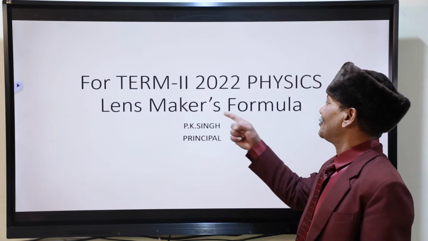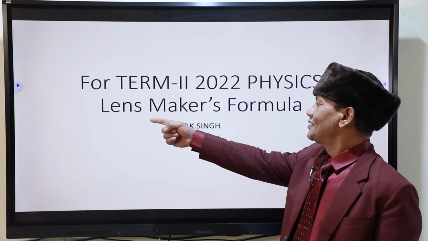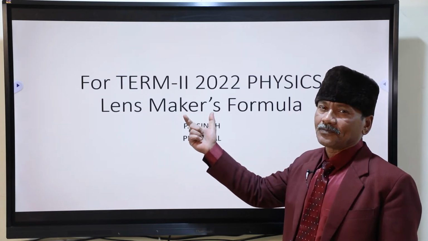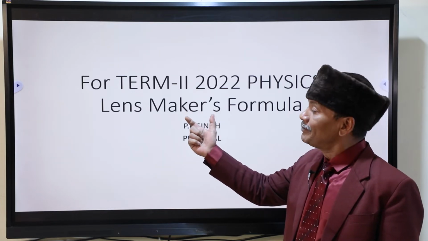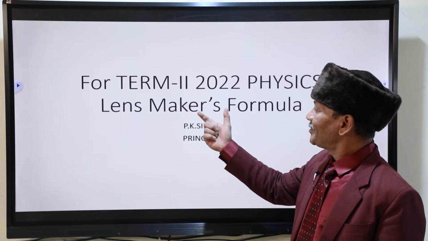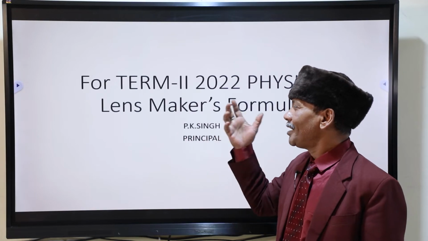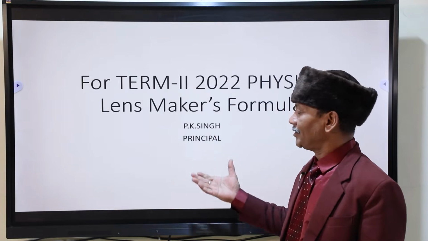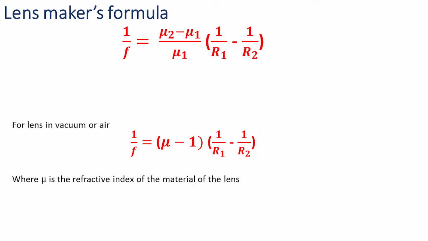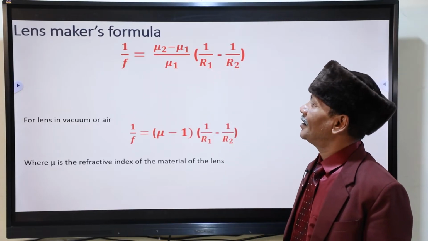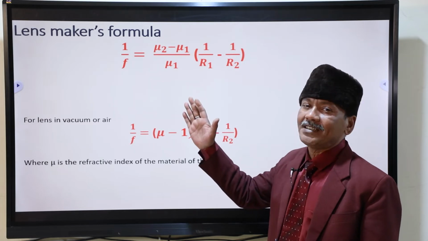Lens maker's formula. Dear children, if you have command over this, you must get 3 marks out of 35 marks. I assure you, 3 marks you will achieve if you have command over this formula. This is the lens maker's formula. You have written it many times.